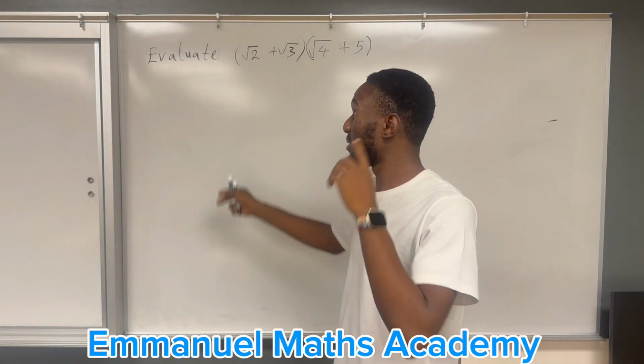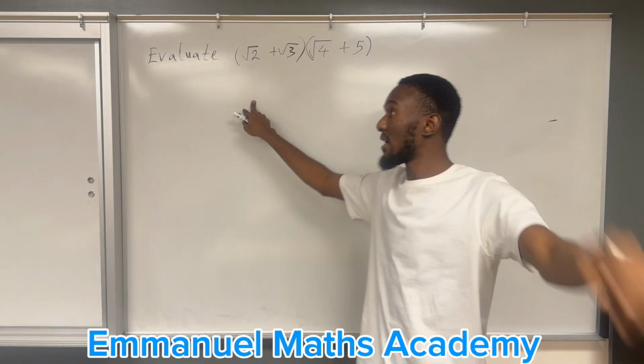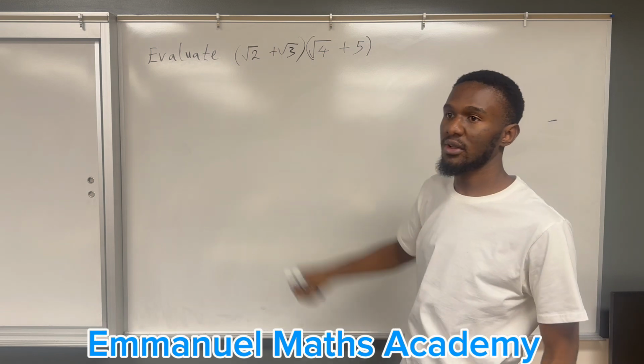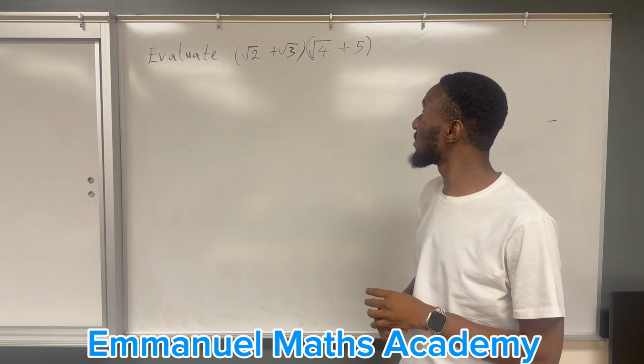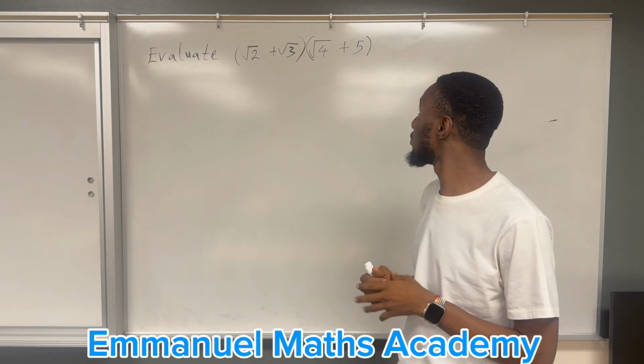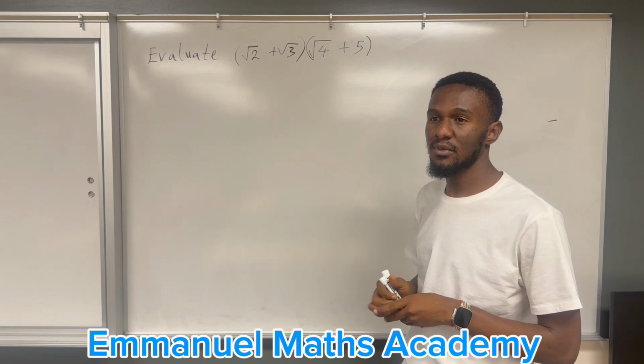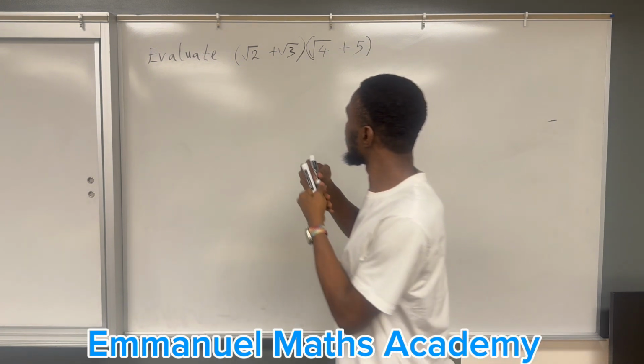So we have a problem on the board. We want to evaluate this surd, right? (√2 + √3)(√4 + 5), right? So, solution.